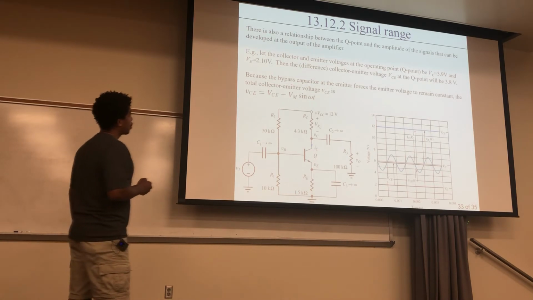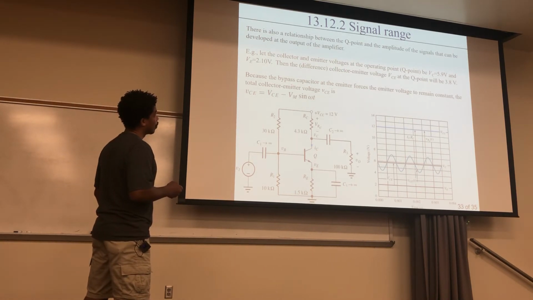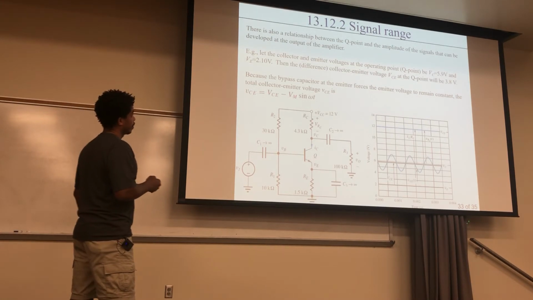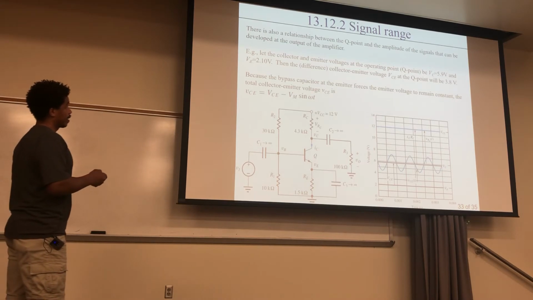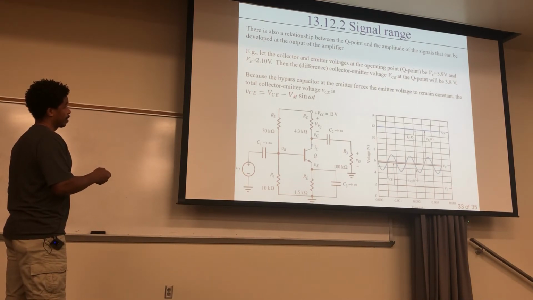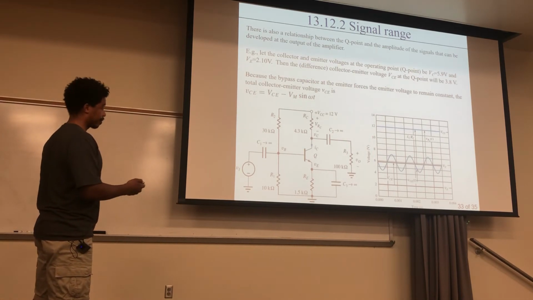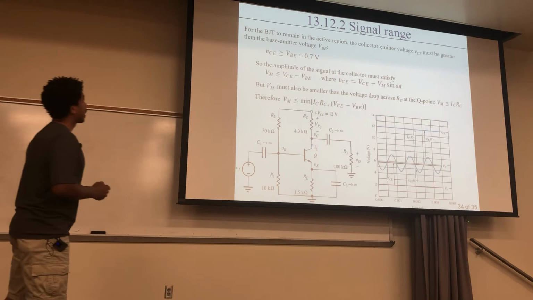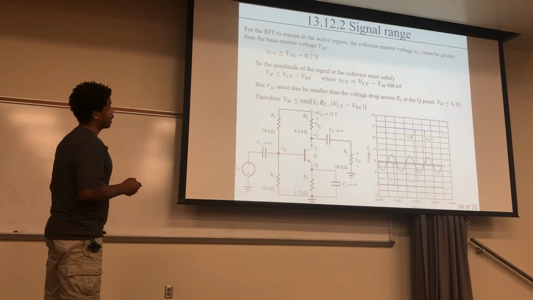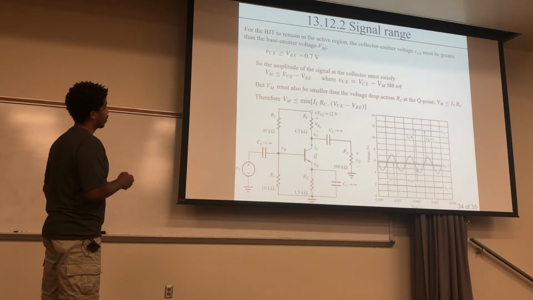Because the bypass capacitor at the emitter forces the emitter voltage to remain constant, the total collector emitter voltage, VCE, is this right here. And we're talking about this voltage down there, right? So this VCE is your DC component plus the sinusoidal component right here. And here's the magnitude of that sinusoid coming through. For the BJT to remain in the active region, the collector emitter voltage VCE must be greater than the base emitter voltage VBE. So you have this first constraint right here.